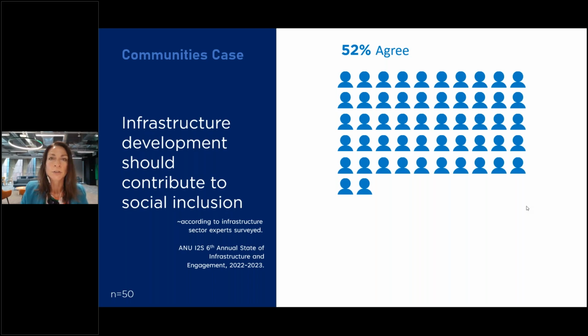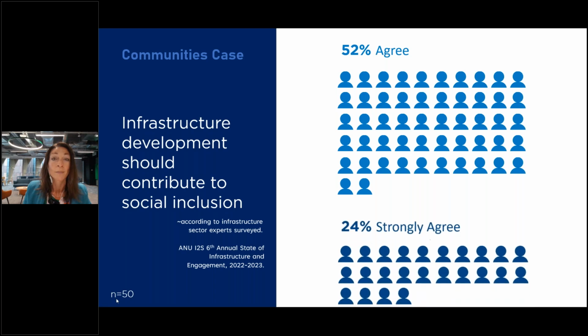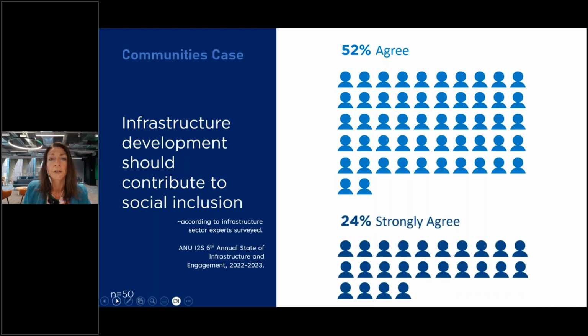When we asked infrastructure sector professionals from across Australia, to what extent do you agree or disagree infrastructure development should contribute to social inclusion? We saw not only that 52% of professionals agreed, but that 24% strongly agreed. So more than 3/4 of infrastructure sector experts are saying the work that we do in investing and delivering major projects, that work should contribute to social inclusion. So the S has a key piece to play here.